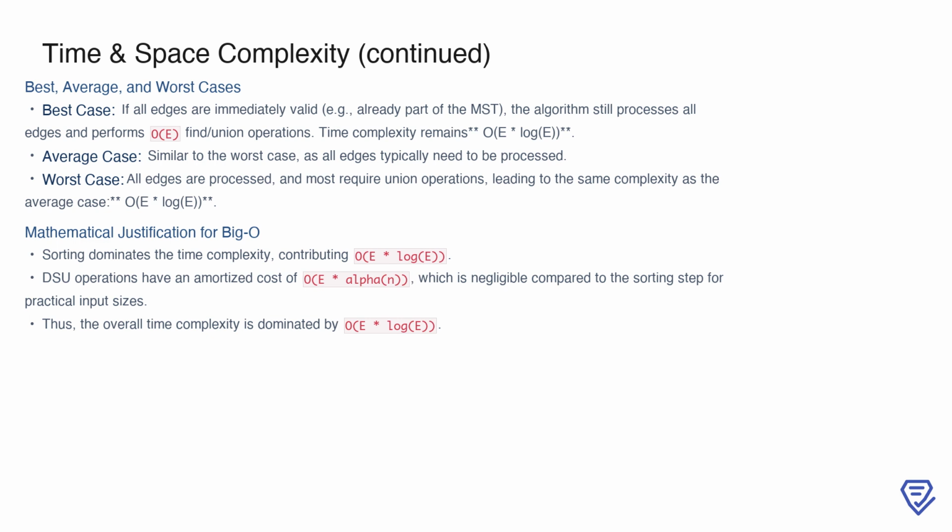To justify this mathematically, the sorting step dominates the overall time complexity, contributing O(E * log E), while the DSU operations, with their amortized cost of O(E * α(n)), are negligible for practical input sizes. As a result, the overall time complexity is governed by O(E * log E), which provides a highly efficient solution for this problem.